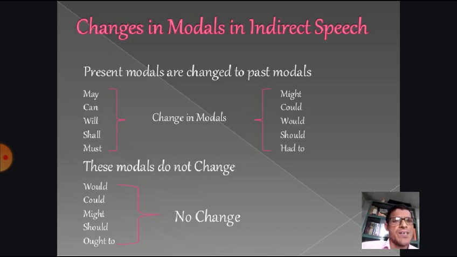So present modals are changed into past modals. Whatever present modal verbs are used in a reported speech, those modal verbs should be changed into past modals. As may should be changed into might, can should be changed into could. In the same way, will should be changed into would, shall should be changed into should. In the same way, must should be changed into had to. So this is about modal verbs.